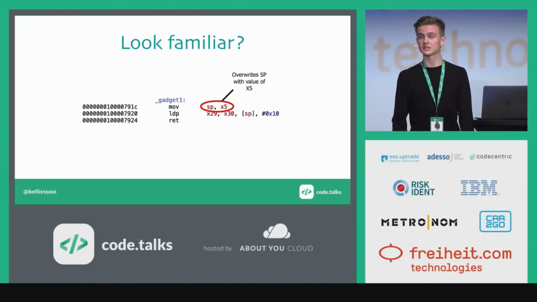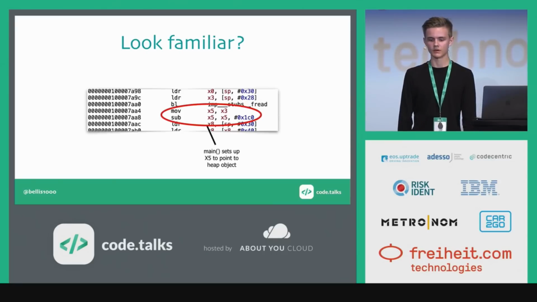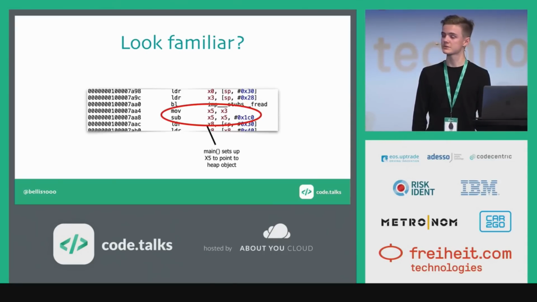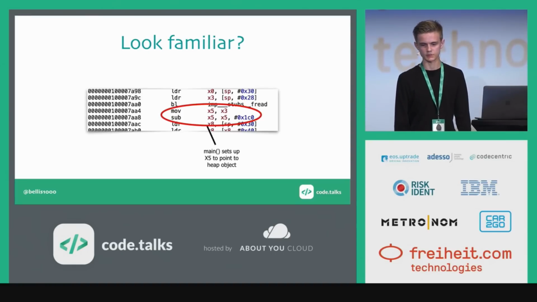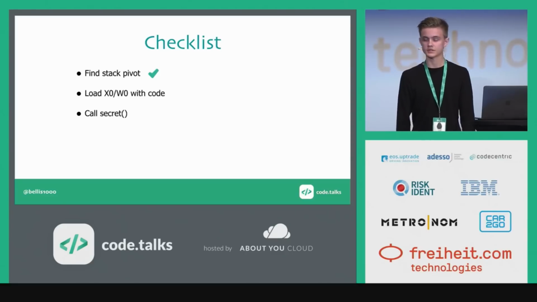And you may be wondering, why does x5 hold the valid address? Well, I actually deliberately wrote this program, so I made it as simple as possible. So I deliberately prepared x5 so that it will hold the address of the heap object, just to keep things as simple as possible. So we've got the stack pivot sorted.